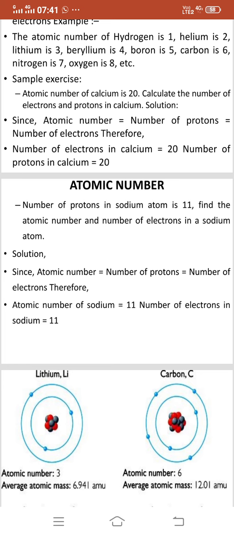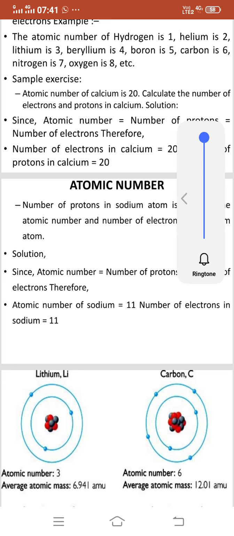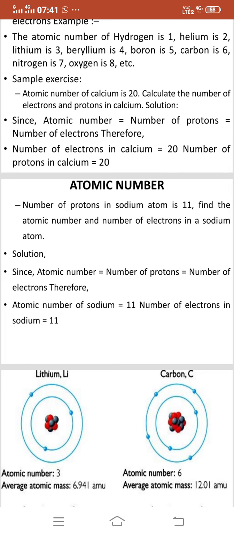So, how to calculate the atomic number? You can see the number of protons in a sodium atom is 11. Find the atomic number and number of electrons in a sodium atom. Solution: since atomic number equals number of protons equals number of electrons, therefore the atomic number of sodium is 11. The number of electrons in sodium is also 11.